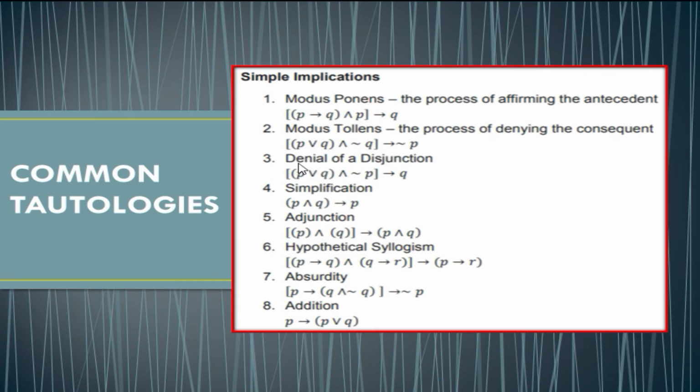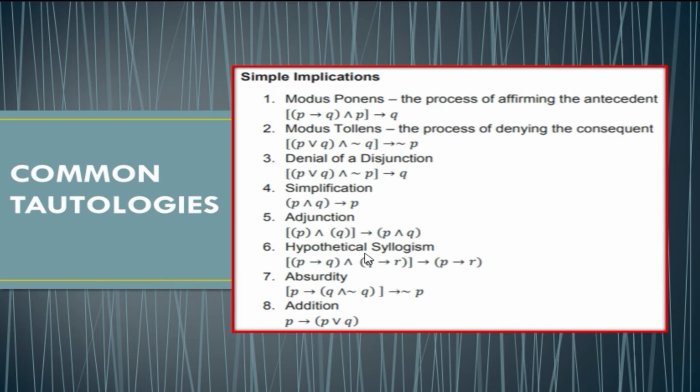The third one is denial of a disjunction. We have P or Q and not P implies Q. Fourth one is simplification. We have P and Q implies P. The fifth one is adjunction. We have P and Q implies P and Q.